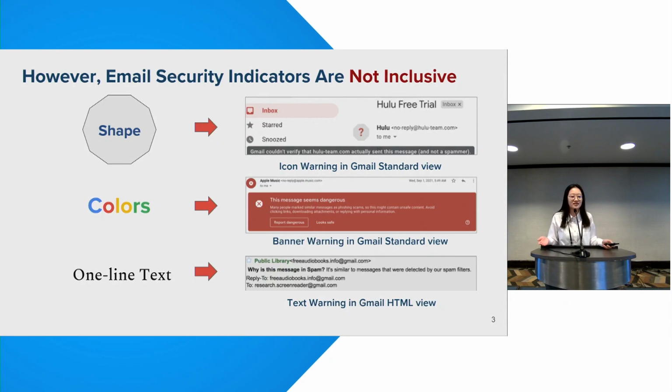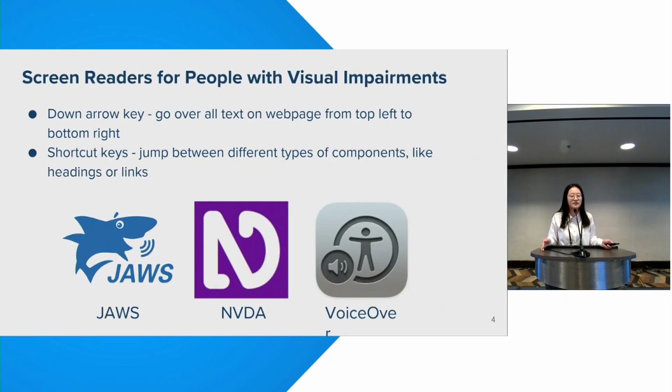The strange thing is in the HTML view of Gmail, the email warning is even just one line of text and mixed with all UI components in the email head. So when we think of that, color and shape are challenging for people with visual impairments to notice. They rely on tools like screen readers to read plain text on their screen.